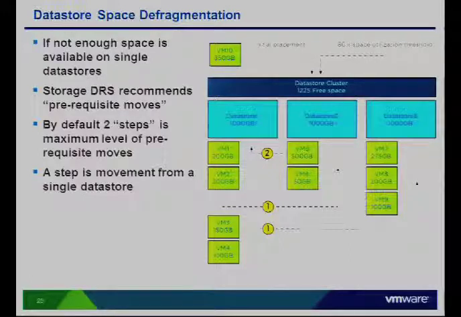Now to avoid having a migration storm, it's limited to 2 steps. You can change this to a maximum of 5 steps, but we do not recommend this because a step is basically, in the worst case scenario, it can move out all the virtual machines of a single datastore. So within a step, you're not limited by the number of migrations of virtual machines. So having a 5-step configuration can lead to a migration storm, right?